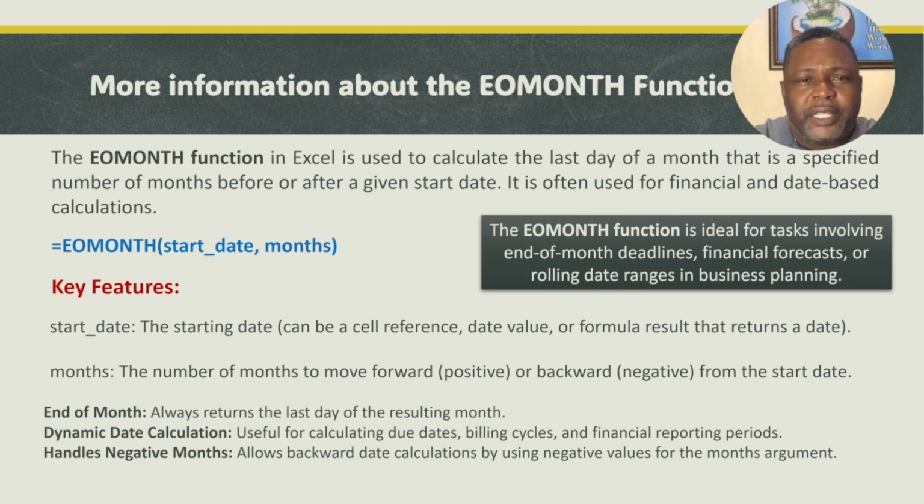So if the start date is February 20th, for instance, then what is the last day of that month of February? And sometimes we can even say 2 months ahead, 3 months ahead, or 4 months ahead. So the syntax is the start date and the number of months you want to look at. So join me in the class as we look at the Excel sheet.